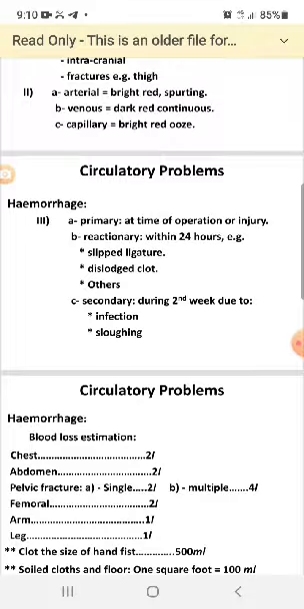Or there is sloughing of the healing process, and there is sloughing of the clot over the healing area, and this will lead to bleeding from the surface.